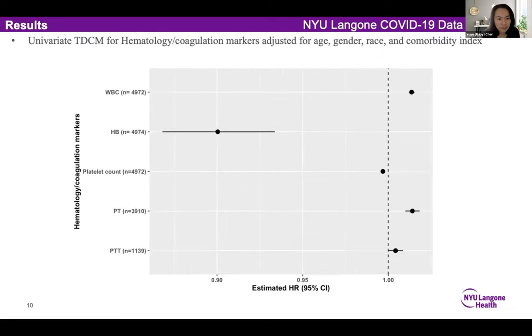And here is the univariate model for the hematology-related markers, and PTT is not significant here. For the other ones, hemoglobin and platelet count have a hazard ratio less than one, which indicates that higher levels of these biomarkers actually indicate a lower risk of death for patients.